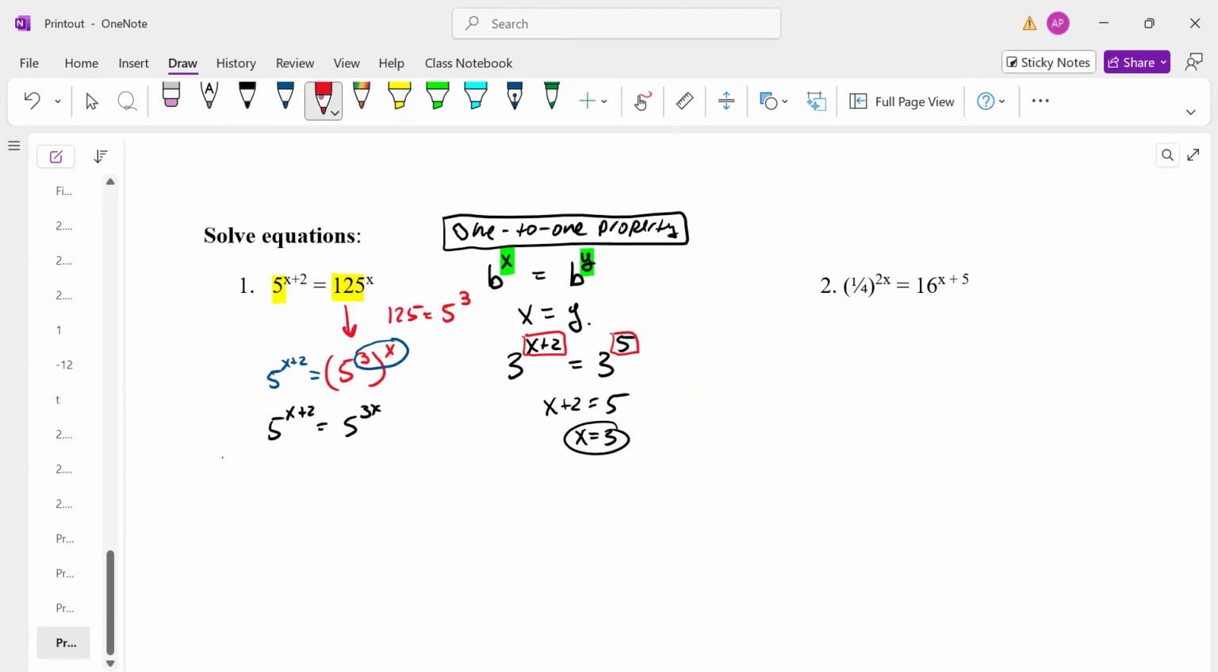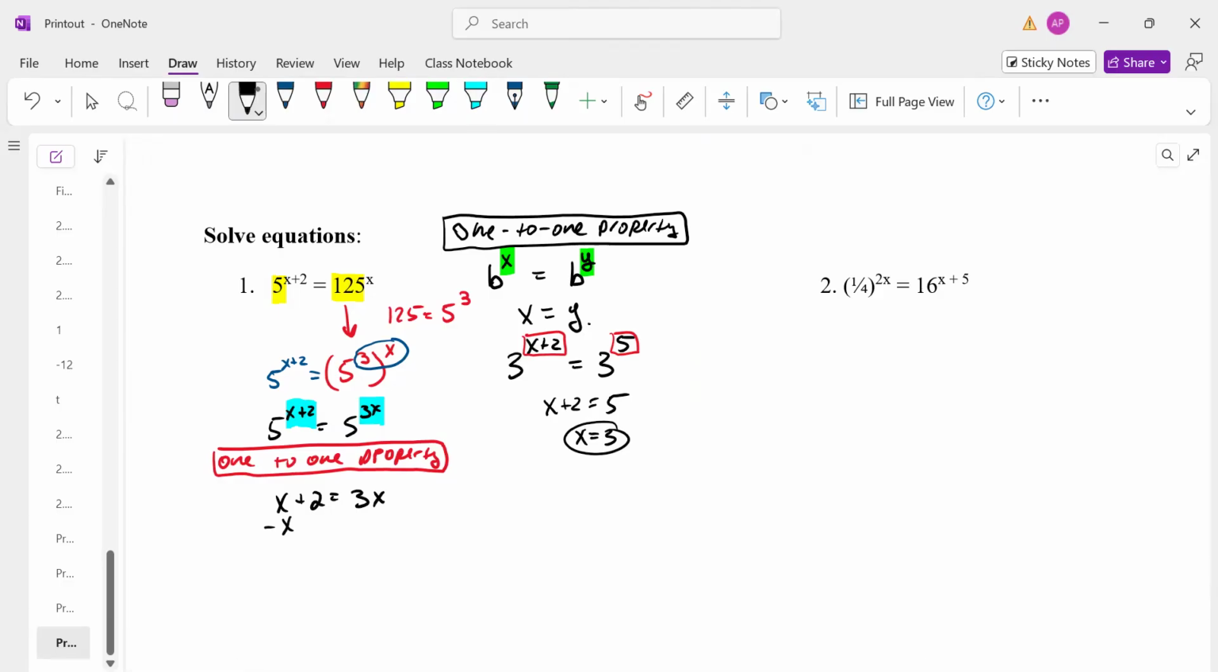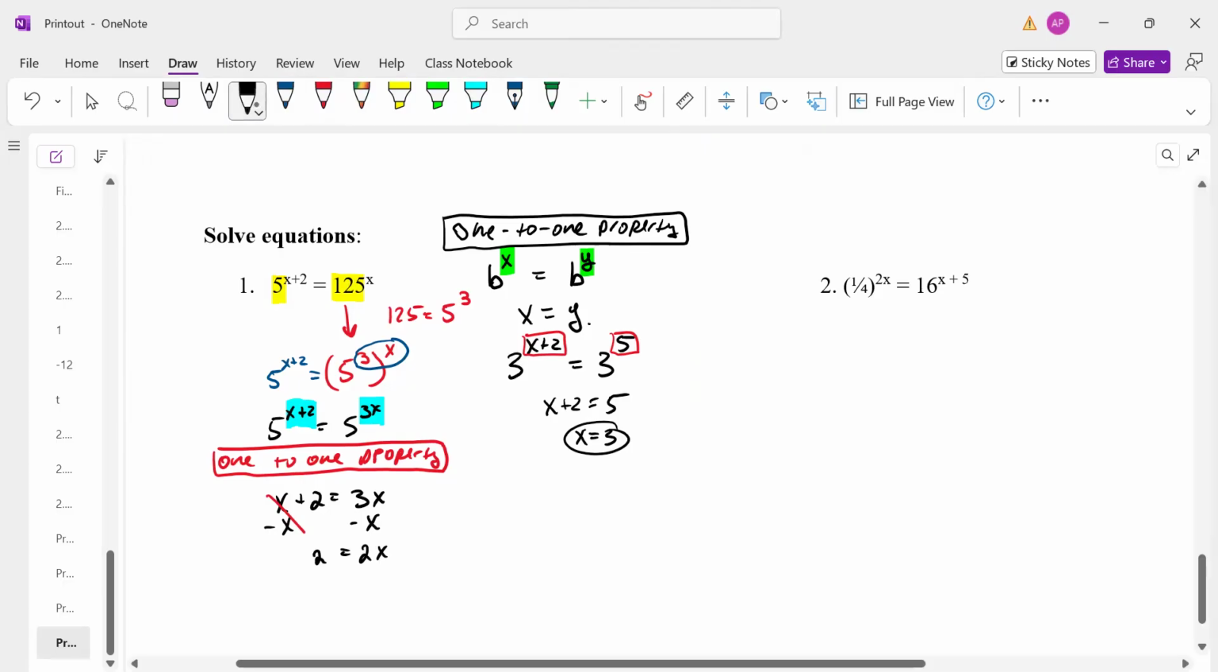And now we can use the one-to-one property. Since the bases are the same, that means that our powers have to be also the same. So x plus 2 will equal 3x. And now from here, we have to solve this. Well, it's a linear equation now. So we're going to subtract our x's. Therefore, we have 2 is equal to 2x, and then divide by 2, and therefore we get 1 is equal to x.